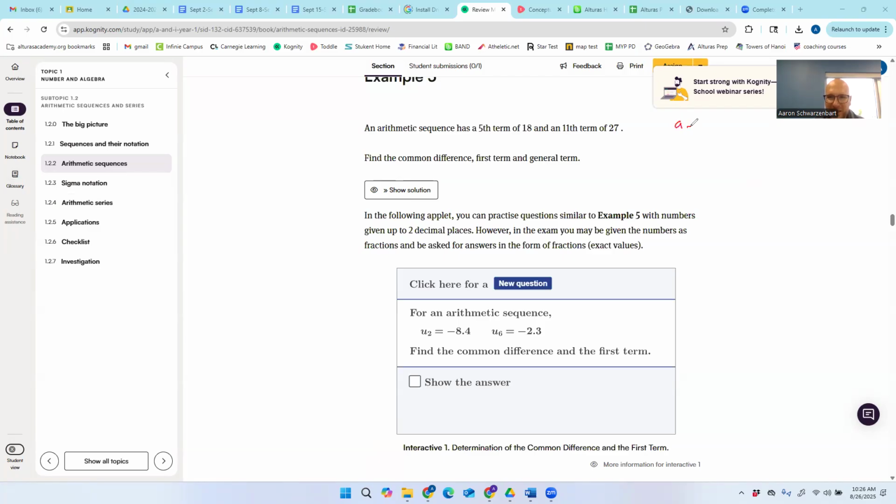A sub 5 equals 18. So that means 18 equals my first term plus my difference times 5 minus 1. So I can simplify this to be 18 equals 5d plus a1. No, not 5d, 4d.